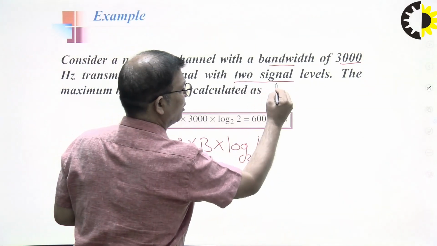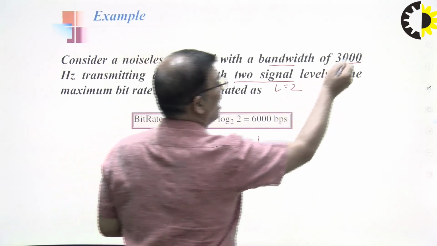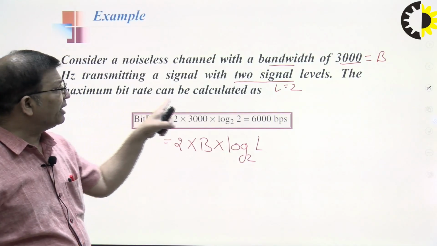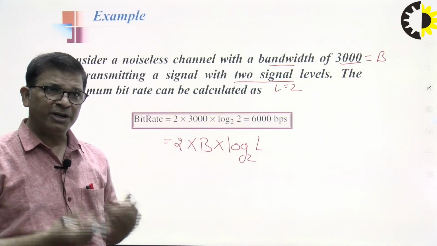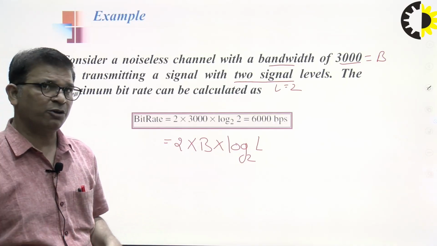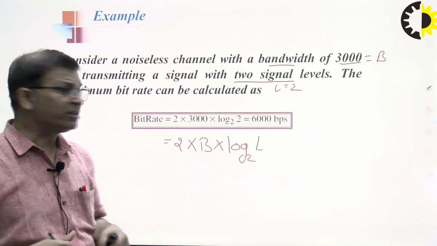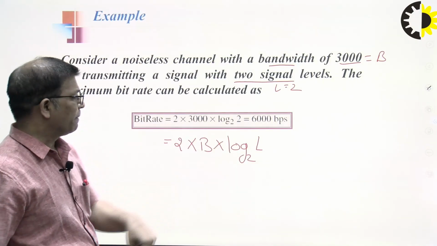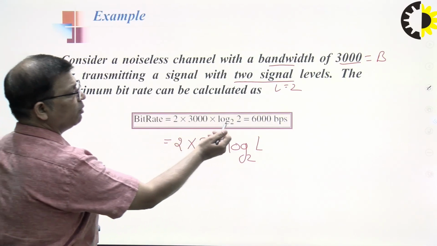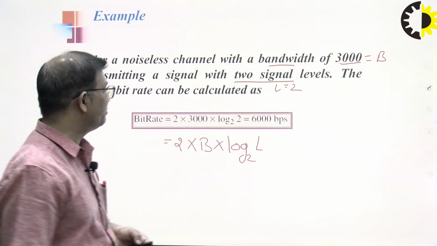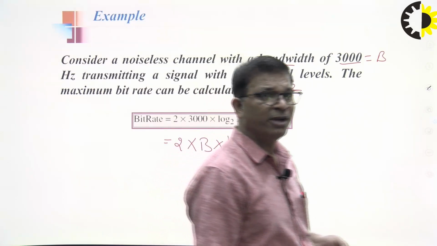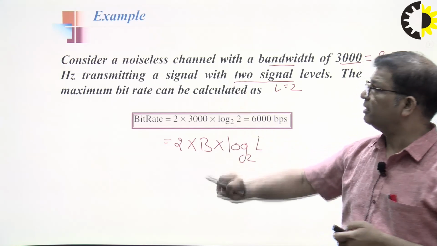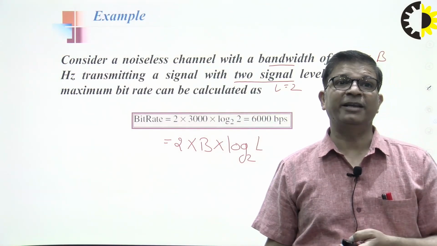2 signal levels, so L equals 2, and the bandwidth is 3000. The maximum bitrate, meaning how many bits you can transmit through a channel, can be calculated using the Nyquist theorem. If there is no noise, a noiseless channel, then 2 times bandwidth times log 2 of L. So 2 times 3000 times log 2 of 2 gives 6000 bps, bits per second. It means through this noiseless channel you can deliver 6000 bps by using the Nyquist theorem.